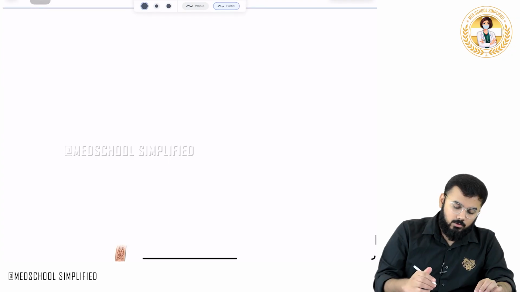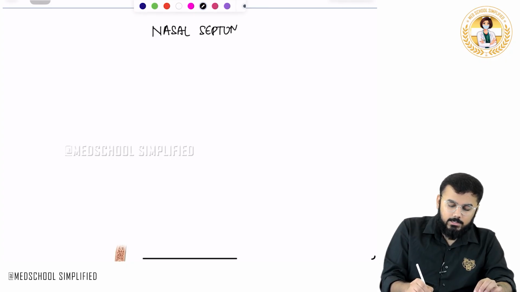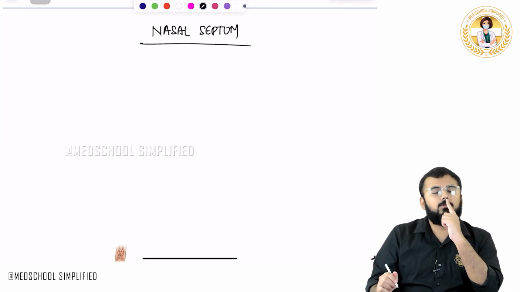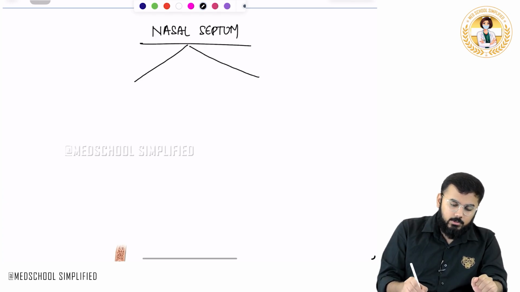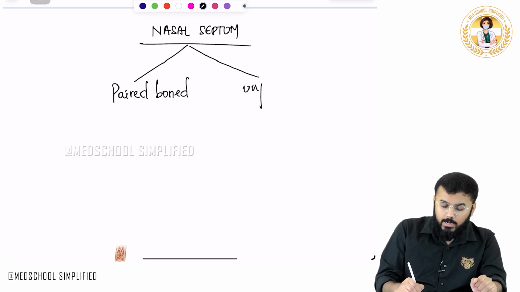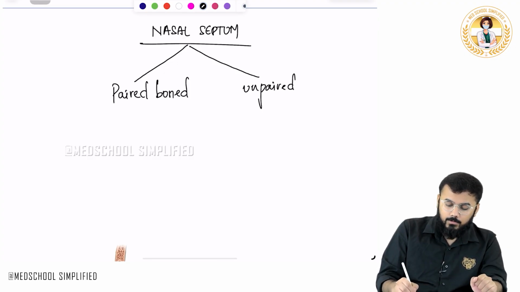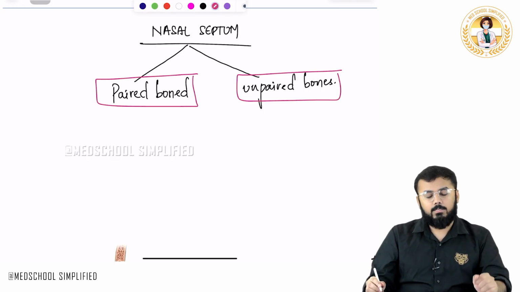Regarding the nasal septum, what is your nasal septum? It is between your two nostrils. This is your right nostril, left nostril. This septum in the center is the nasal septum. The nasal septum is formed by paired bones as well as unpaired bones. Both together, paired and unpaired, form the nasal septum.